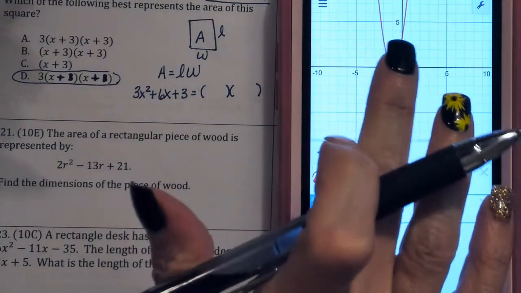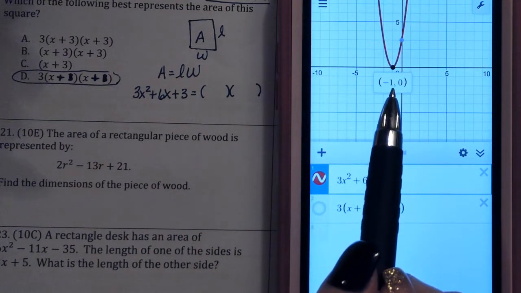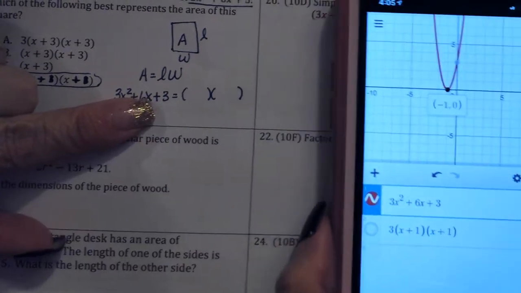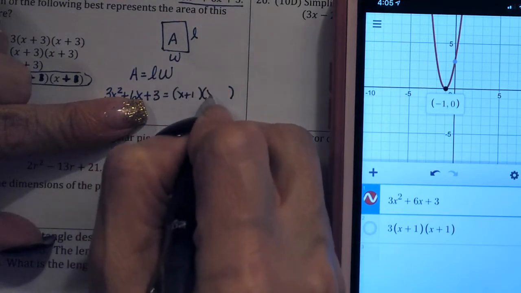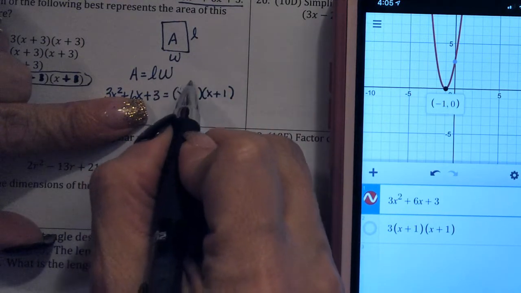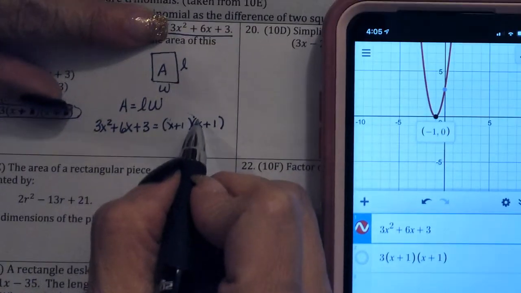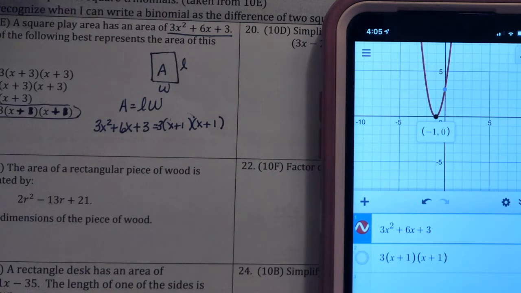The other option would be to note negative 1 is my only x-intercept. It's my only zero. So when I plug negative 1 in, it would be x plus 1, x plus 1. But x times x is x squared, and I need 3x squared. So I'd have to add a 3 in the front. And it would be the same.